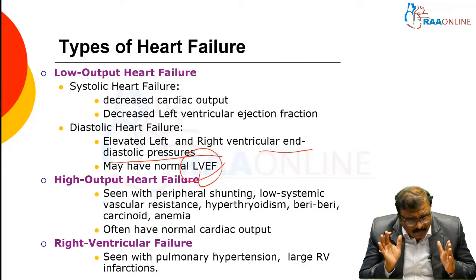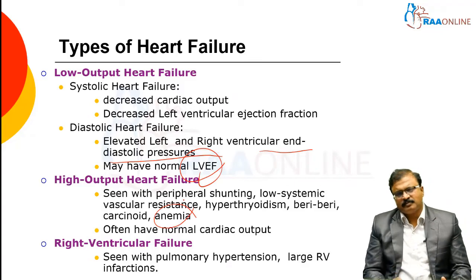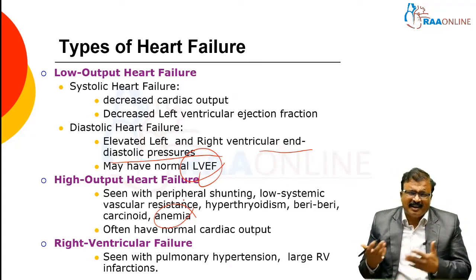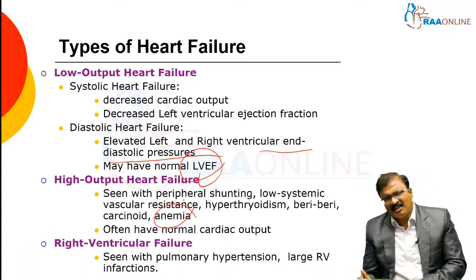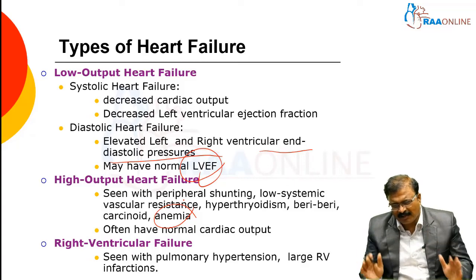High output failure, most common if you see is anemia. Others: hyperthyroidism, beriberi, carcinoid, AV fistulas, Paget's disease, and we all know what are the causes of high output cardiac failure.